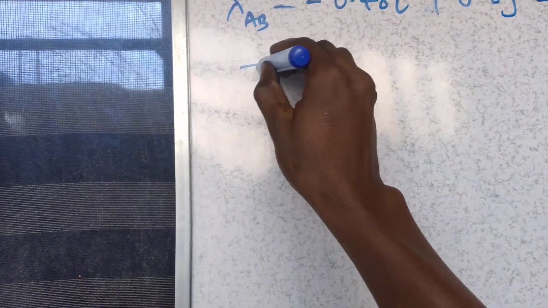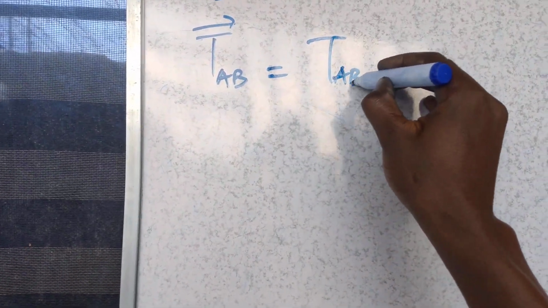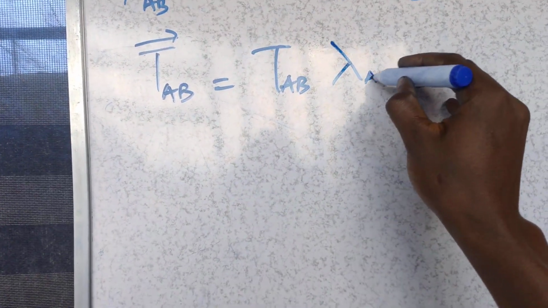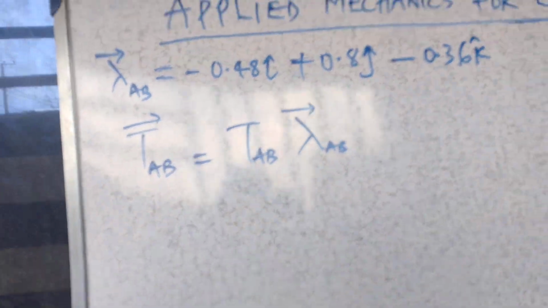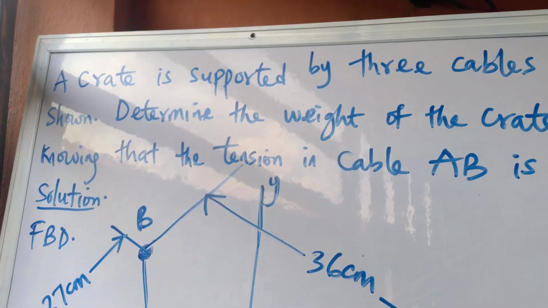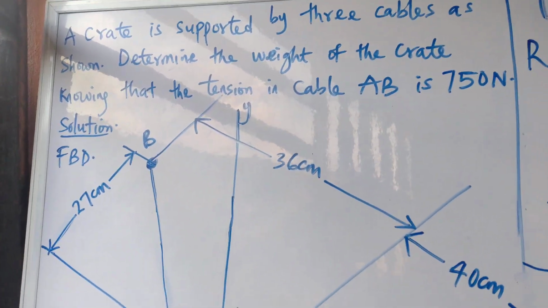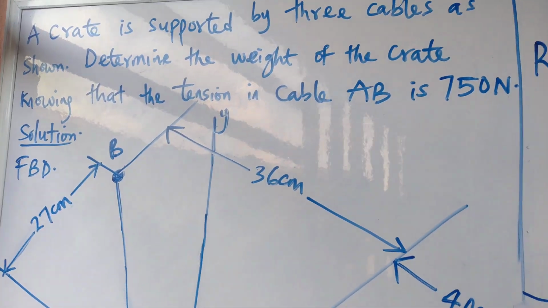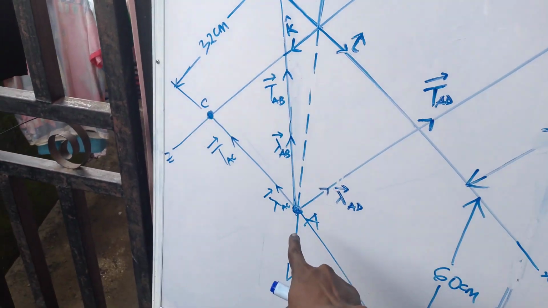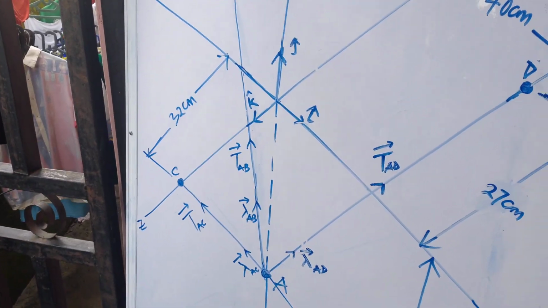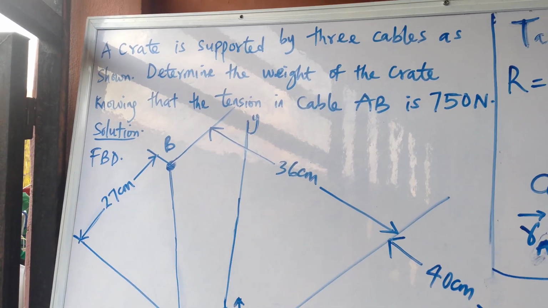So then I can look for vector TAB, which equals the tension TAB times lambda AB. Okay, now come back to this question. They said knowing that the tension in cable AB is 750 Newton, so the original tension force acting along cable AB is 750 Newton. That is the original tension force that acts along cable AB. This one is the vector force.